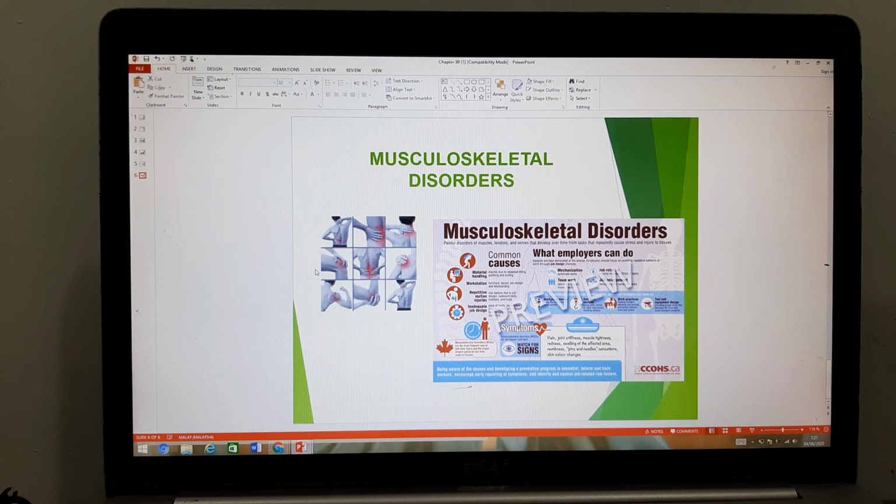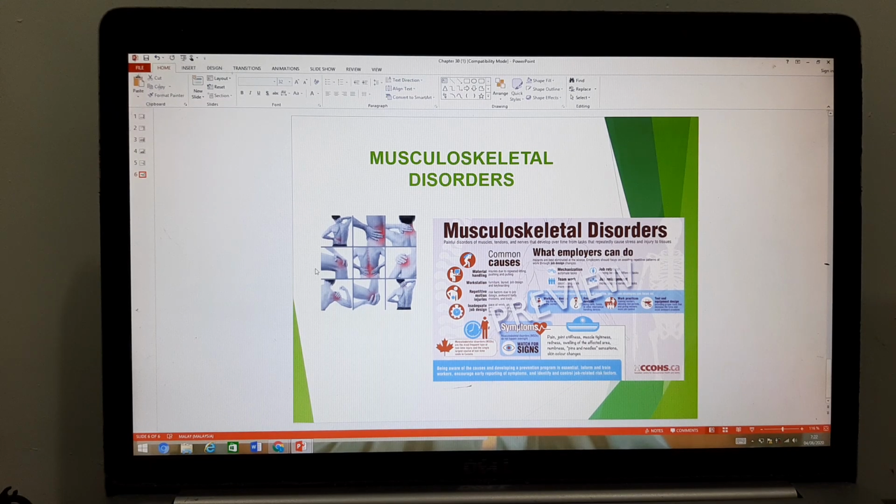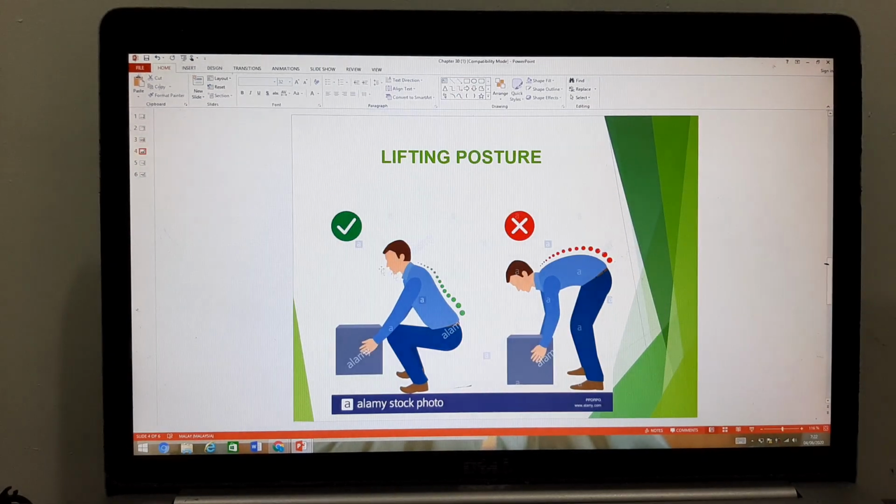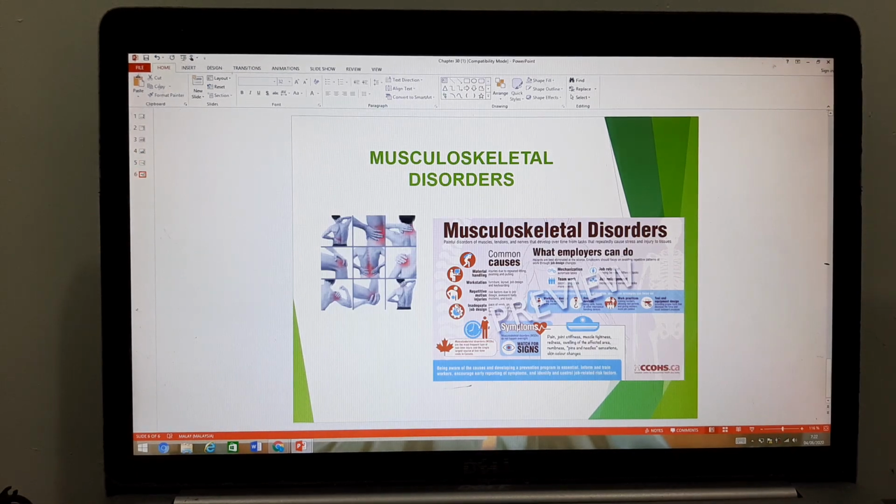If you look at the definition given by the Canadian Center for Occupational Health and Safety, musculoskeletal disorders are painful disorders of muscles, tendons, and nerves that develop over time from tasks that repeatedly cause stress and injury to the tissues. You won't realize it when you keep doing something wrongly. Like the example earlier, you're lifting an object wrongly. When you keep doing it over and over again over 3 months, 6 months, the built up strain will injure your body tissues, and then the person starts suffering from musculoskeletal disorder.